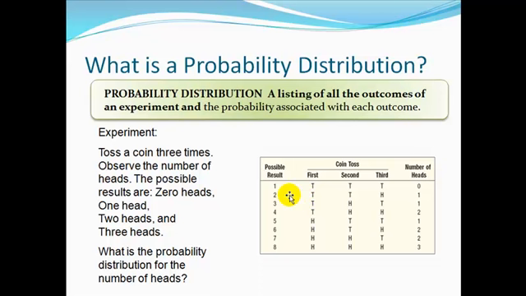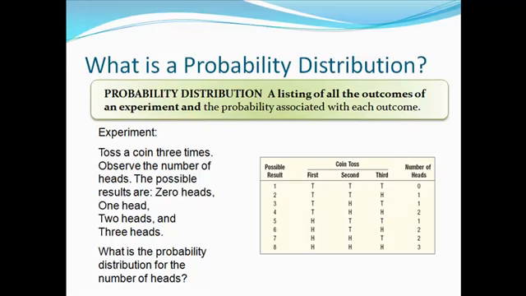For the experiment of tossing a coin 3 times, another possible result is, for example, the first toss, tails face up. Second toss, heads face up. Third, heads face up. So in this case, there are 2 heads face up. So there are 8 possible results for the different tosses of the coin, and you get a different number of heads face up.